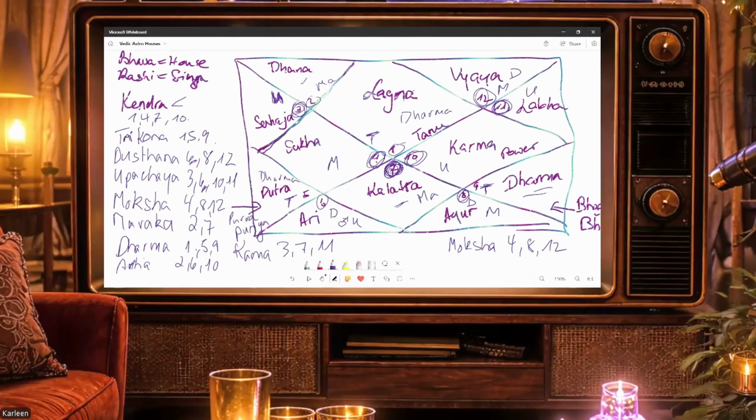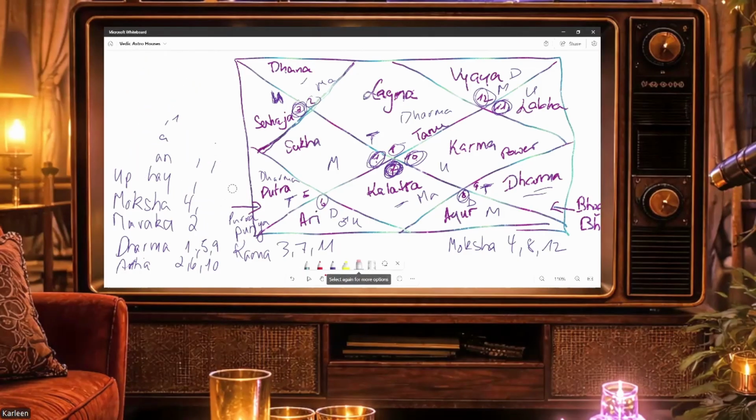So there's also this Bhavat Bhavam principle, and let me just erase all this. The Bhavat Bhavam principle is really interesting.